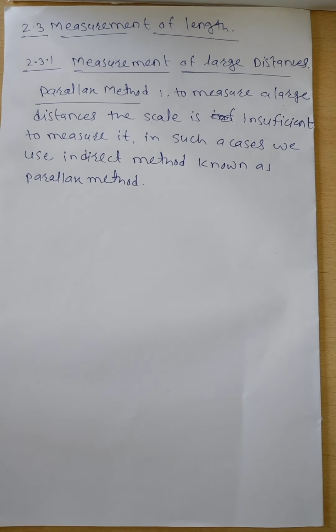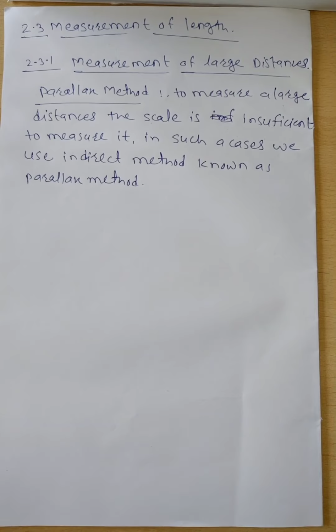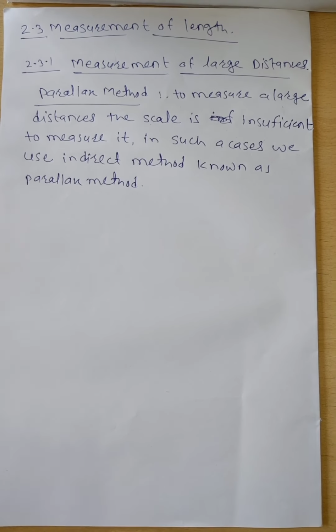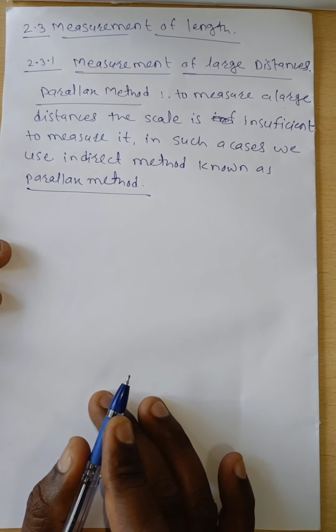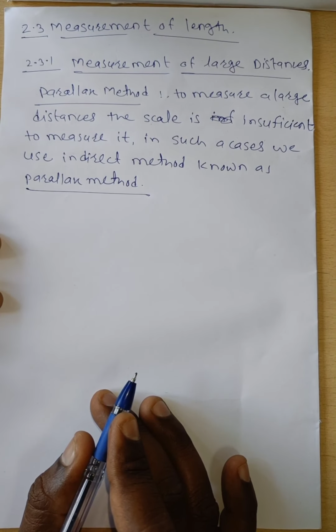We can't measure a distance with the help of a scale or a measuring instrument. We can't measure the distance from one object to another object. In such a case, we use one indirect method. That method is known as the parallax method.